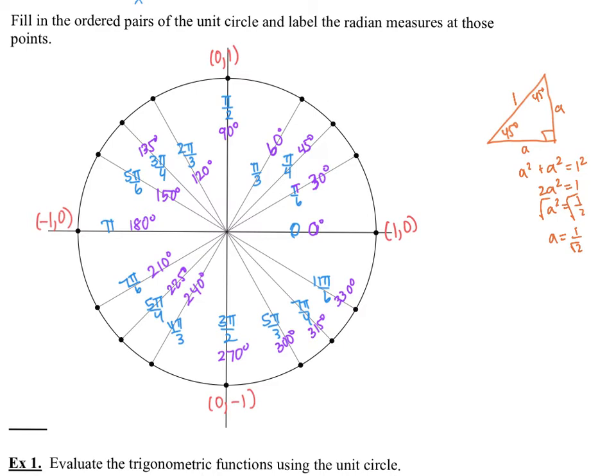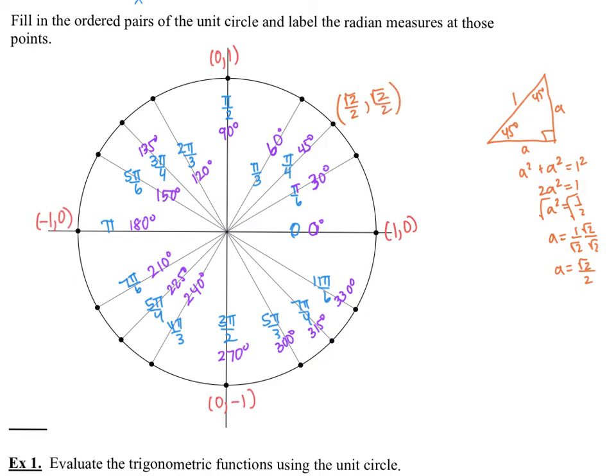I'm going to rationalize the denominator. So root 2 over root 2. I get the missing side is square root 2 over the square root of 4, which goes down to 2, which means both of these sides are the square root of 2 over 2, which means the ordered pair at 45 degrees or pi over 4 is going to be square root 2 over 2, comma, square root 2 over 2.